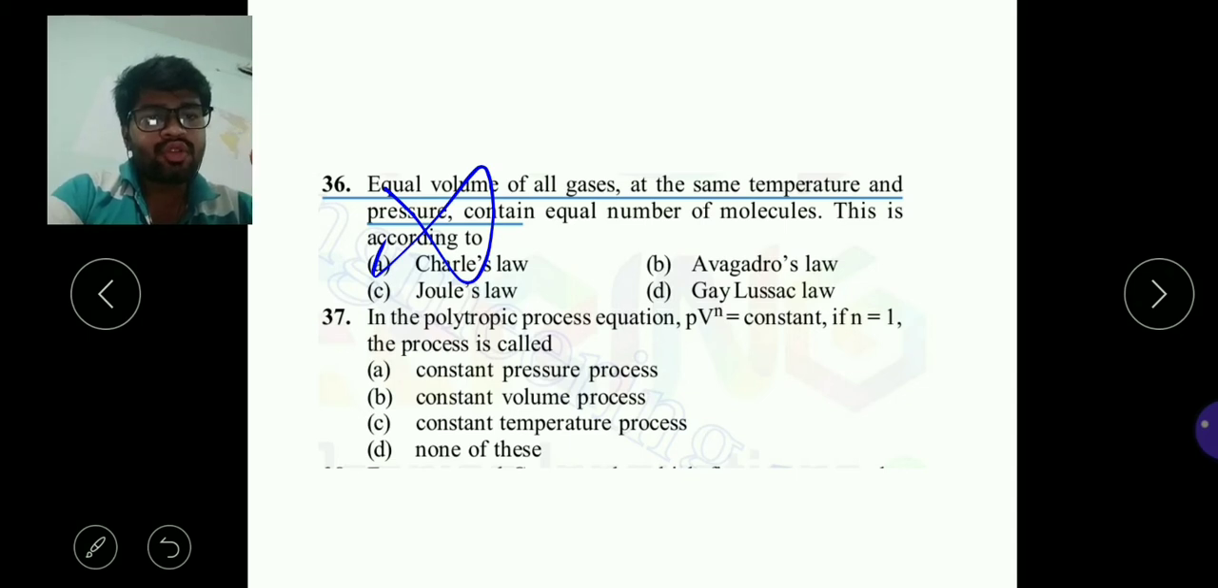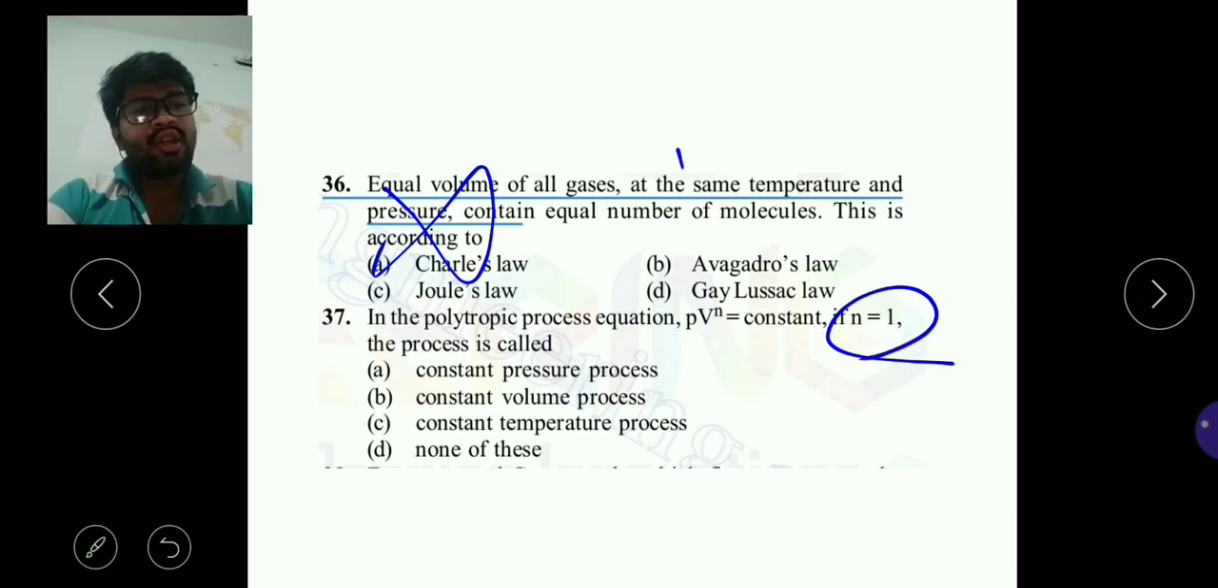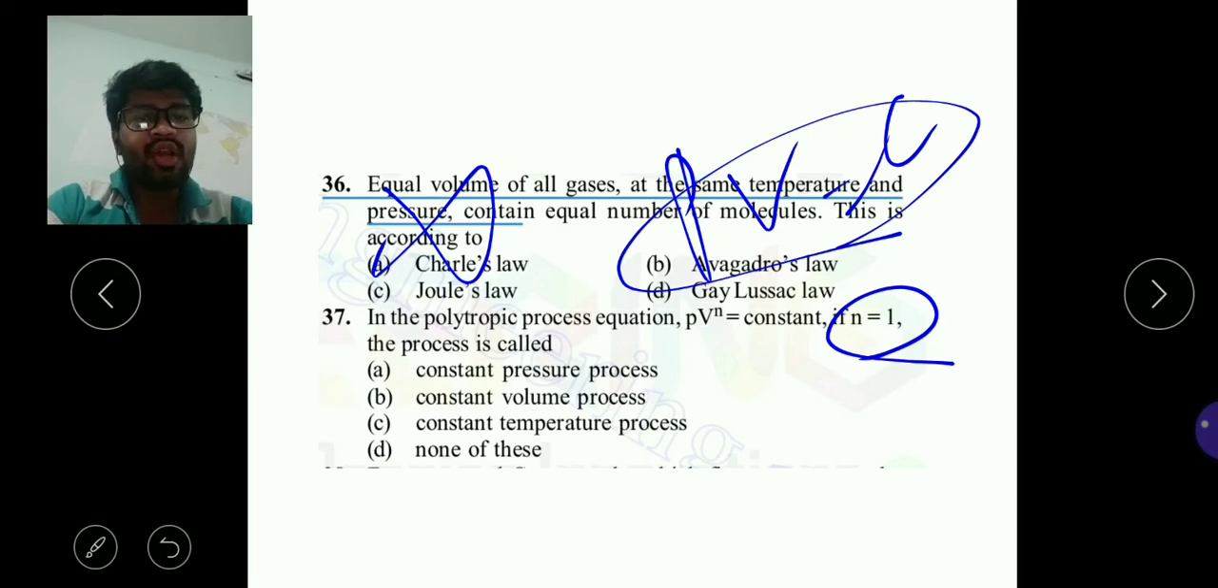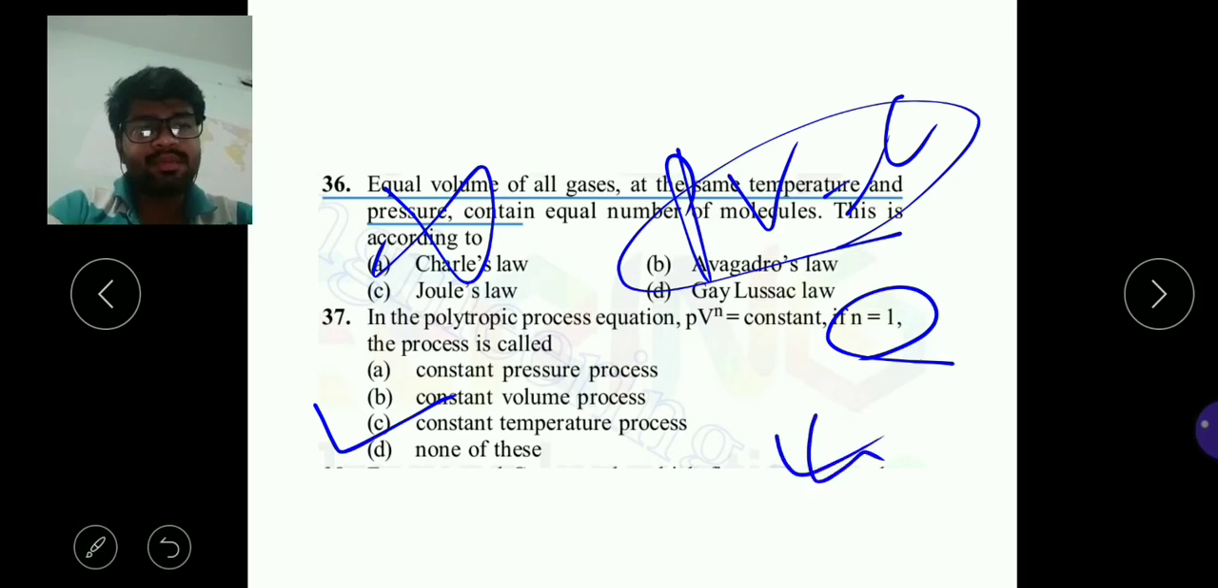So in the polytropic process equation, PV to the power n equal to constant. If n equal to 1, we can get PV equal to constant. So PV equal to constant is for your isothermal process, constant temperature process. Okay, so question 37 will be C.